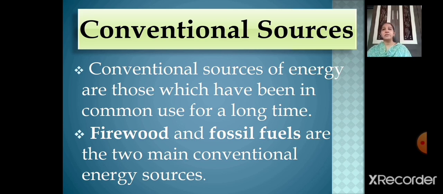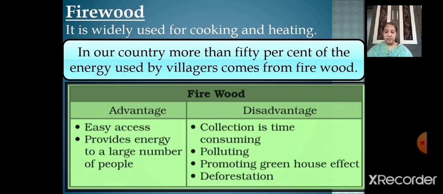Now, in conventional sources of energy, you will be learning about firewood and fossil fuels. These are the two main conventional energy sources. Now, let's begin with firewood. It is widely used for cooking and heating. And you know very well, in our country, more than 50% of the energy used by villagers comes from firewood.